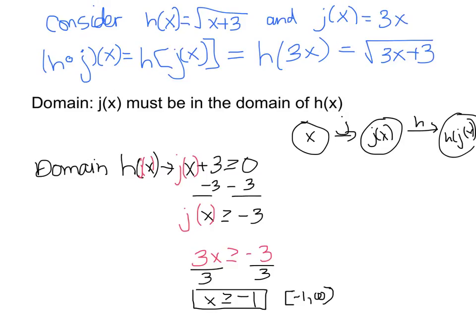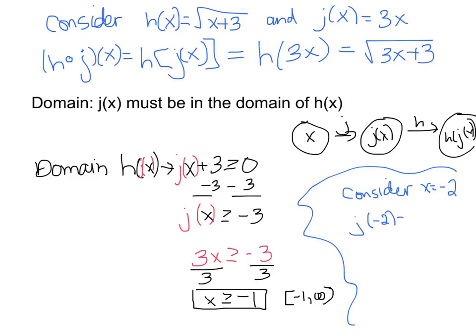Okay, so some of you might be thinking, well, it seems like I should be able to pick some other values. Consider x equals negative 2. So we would first take x and plug it into j. j of negative 2, that's 3 times negative 2, or negative 6. Can we evaluate h of negative 6? Well, if we tried to, we're going to get a negative square root, and that's not defined over the real numbers. So hopefully this clarifies a little bit with the domain.